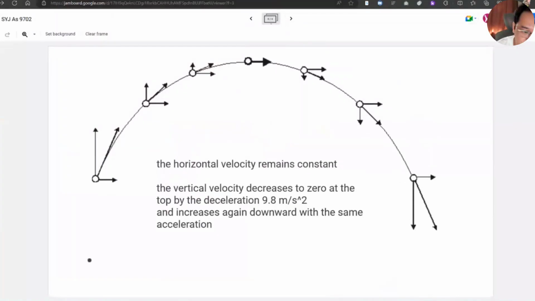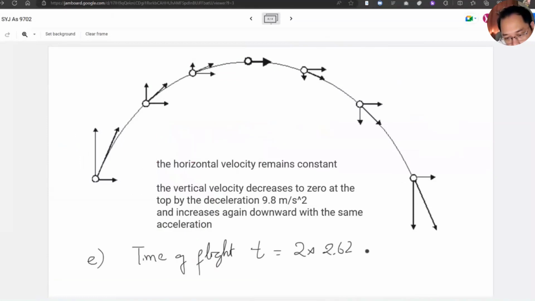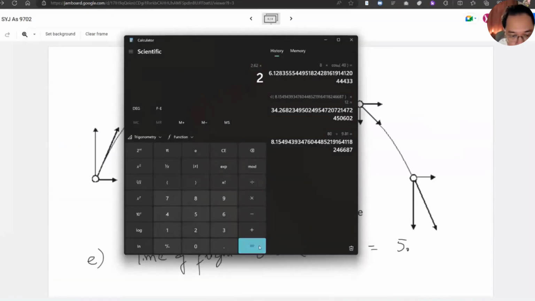Let me write that on the next page. Time of the flight is t equal to 2.62 seconds times 2, which is 5.24.